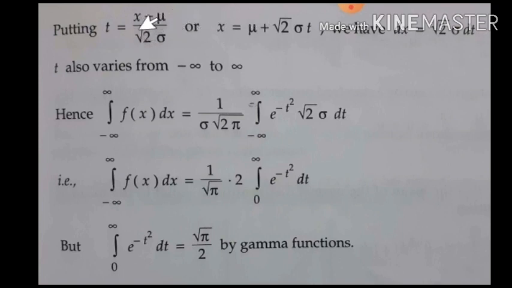Bring these two terms to the left side, so root 2 sigma t, and mu also to the left side, so plus mu. So x is equal to mu plus root 2 sigma into t. So what will be dx? dx is the derivative of mu, a constant, which is 0, and root 2 sigma stays as it is because it is along with the variable t. The derivative of t is dt.